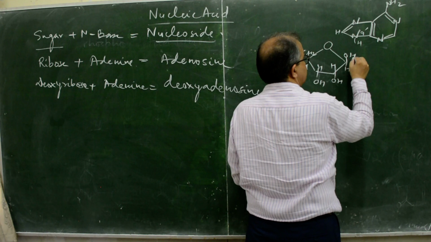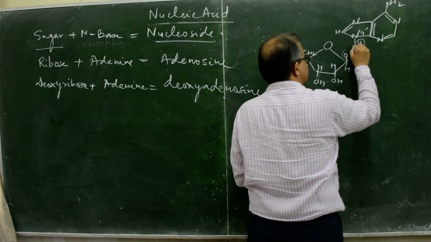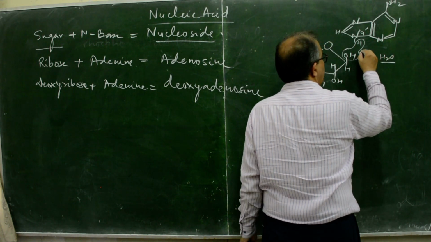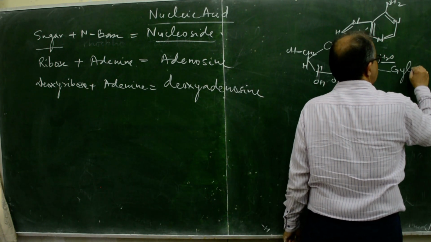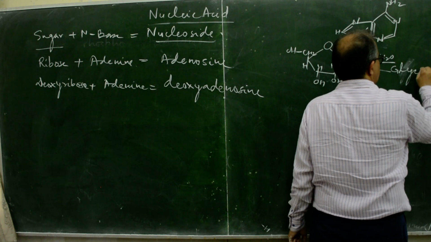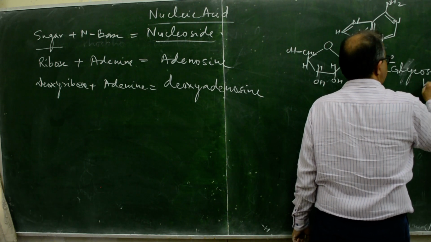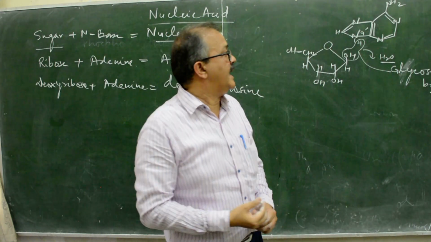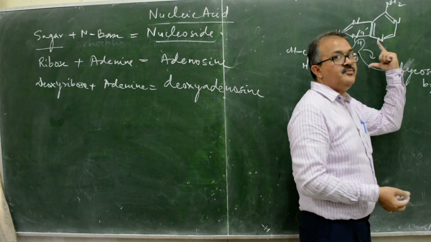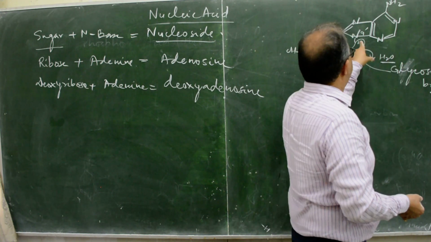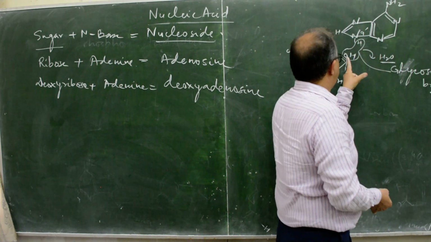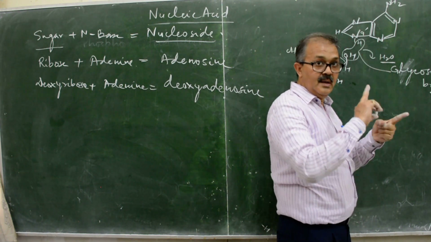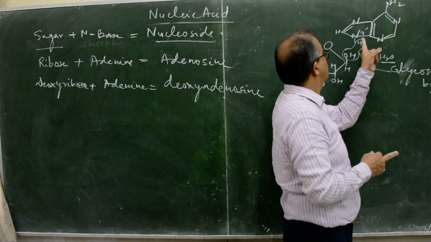And there is H. This H and OH will produce one molecule of H2O, and it is known as a glycosidic bond. You have to remember that the glycosidic bond is formed between the 9th position of the purine and the first carbon position. Purine means adenine and guanine, in both cases.